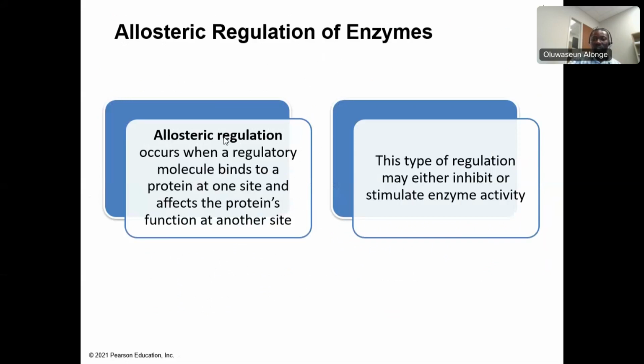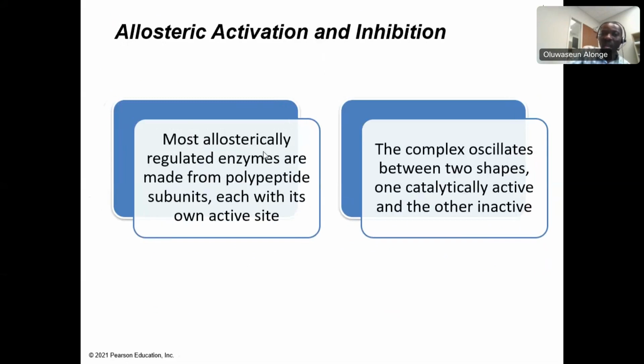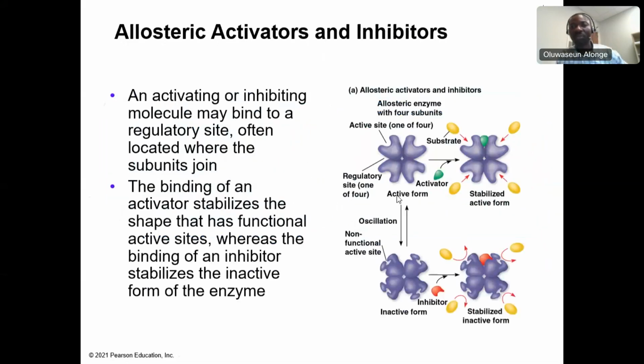All right, so this is what I was pointing out earlier. Allosteric regulation occurs when a regulatory molecule binds to a protein at one site and affects the protein function at another site. This type of regulation may either inhibit or stimulate activity. Most allosterically regulated enzymes are made from polypeptide subunits, each with its own active site. The complex oscillates between two shapes, one catalytically active and the other inactive. So this is what I was talking about.